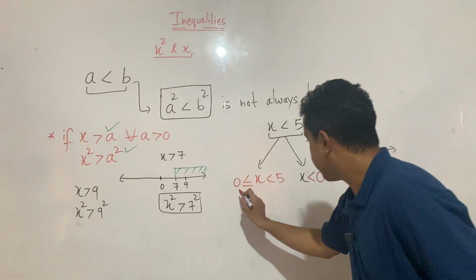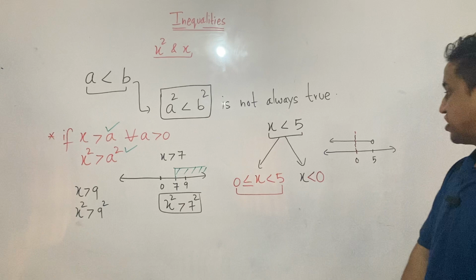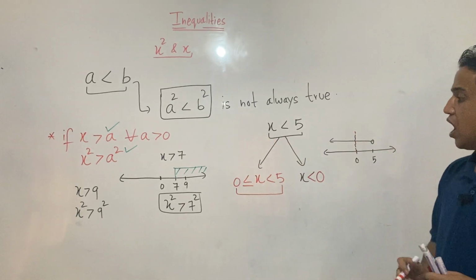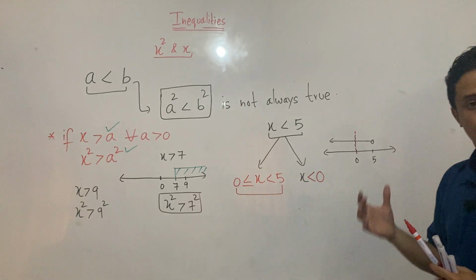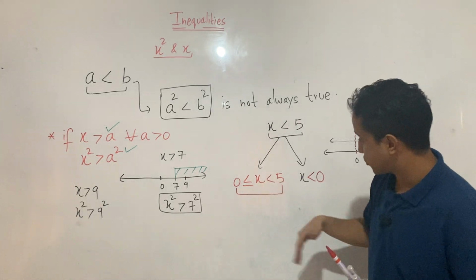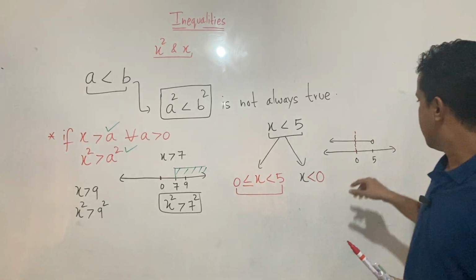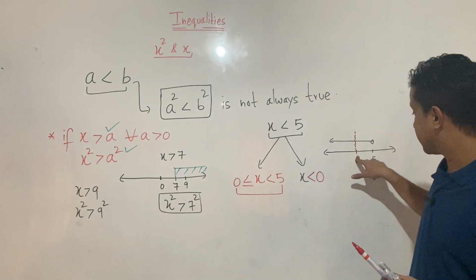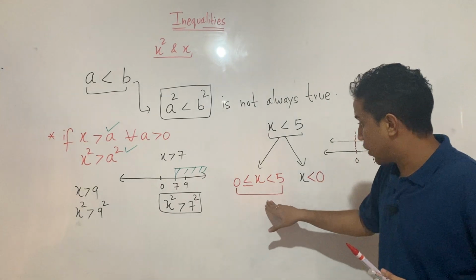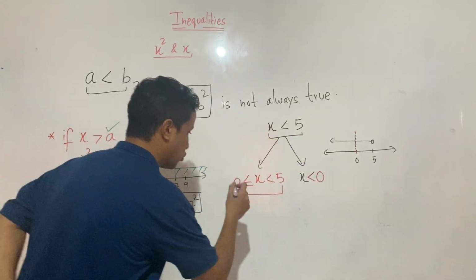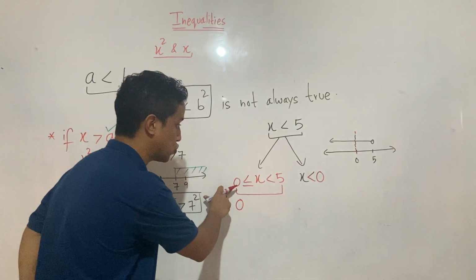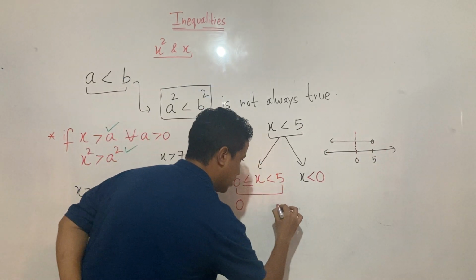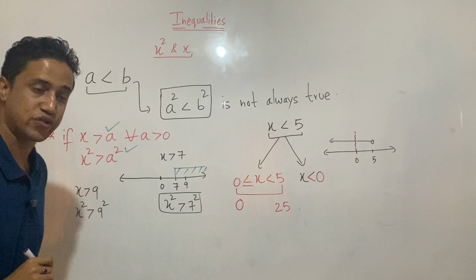Now if you look at this interval, if x is between 0 and 5, then how is x square going to behave, or what values is x square going to take? Between 0 and 5, including 0, the minimum value of x square is going to be 0 at x equal to 0, and the maximum value in this interval is going to be 25. I hope you understand it, right?